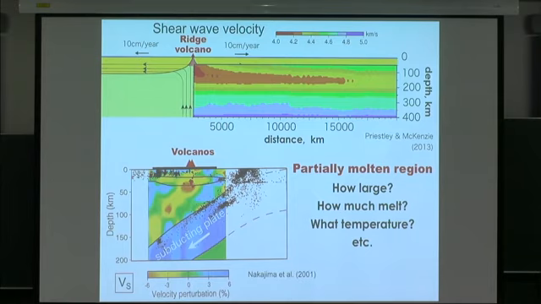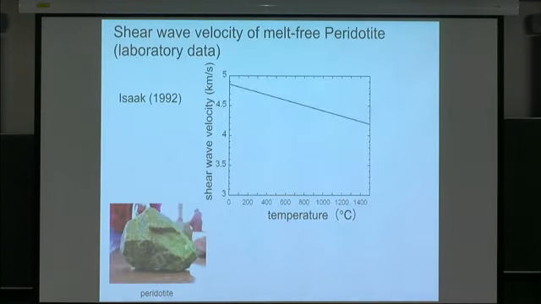But it is still difficult to answer these questions because we have a fundamental difficulty: we do not know well about the high temperature property of rock. So I first talk about this difficulty as an introduction of my talk. This figure shows the shear wave velocity of peridotite measured in the laboratory as a function of temperature. This data was obtained by Isaak in 1992 and has long been used in the interpretation of seismic data.